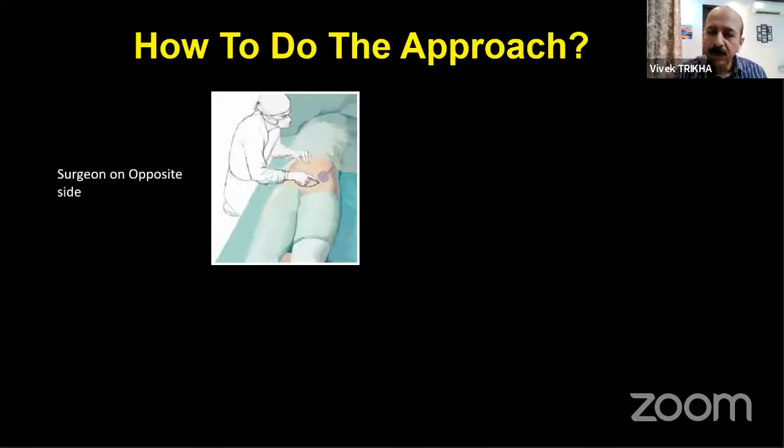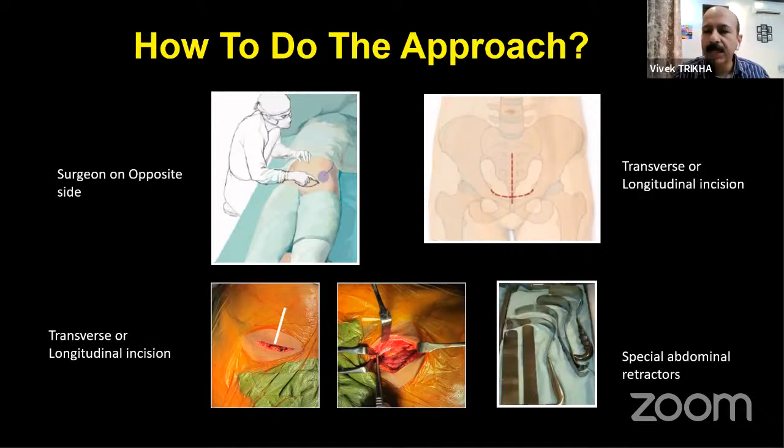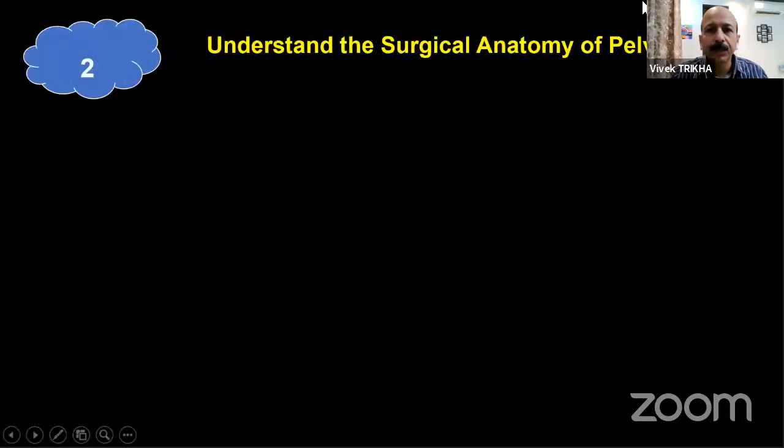How to do the approach? We stand on the opposite side, as we know. We can have a transverse incision or a longitudinal incision, depending upon the surgeon's preferences. We open up the rectus. We need to have some instruments which are special for this, and then only will we be able to do this. Abdominal retractors are required, and some sort of cobra retractors are required, which are slightly different from most of the other things which we use.